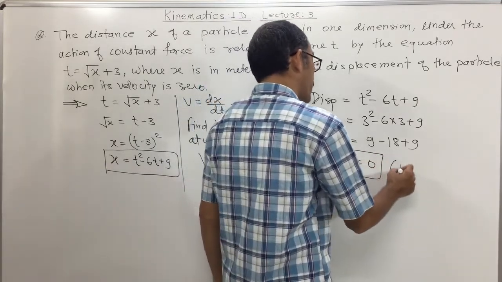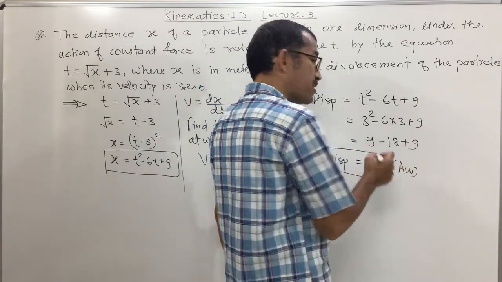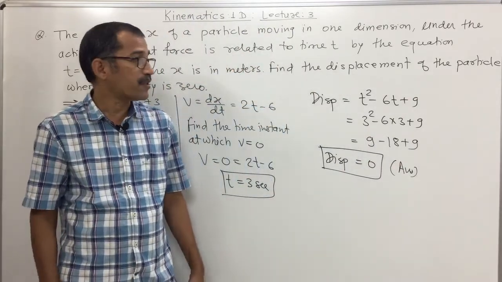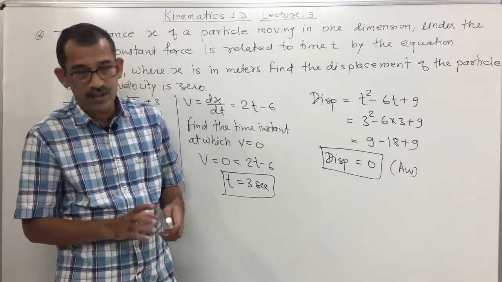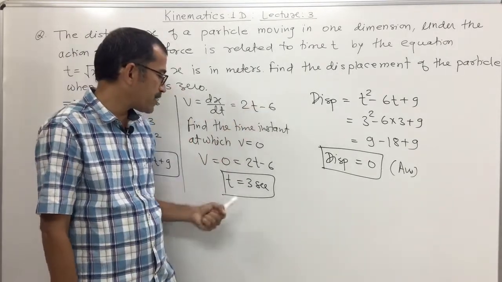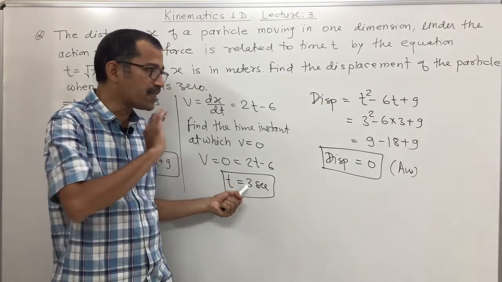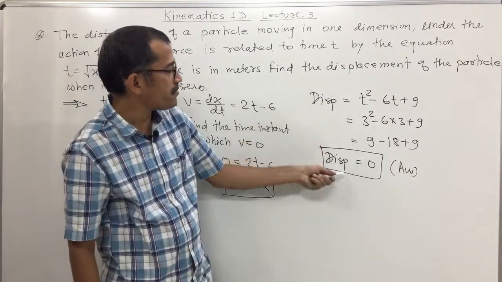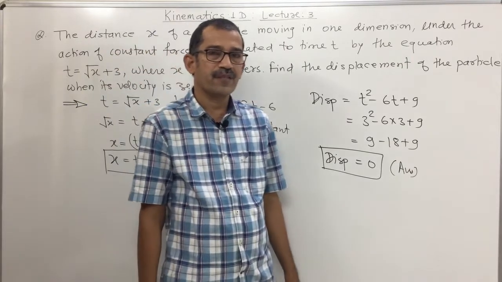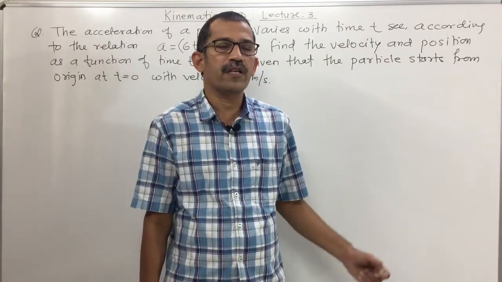Displacement is 0. In our first lecture we discussed that displacement may be positive, may be negative, and may also be 0. So when velocity is 0, time is 3 seconds, and when t is 3 seconds, what displacement will we get? 0. Okay? Yes.